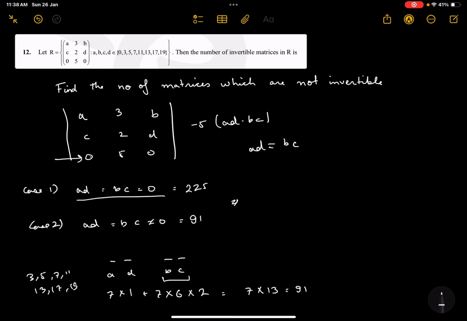So the total arrangements for making this matrix determinant 0 is 316. The total matrices simply would be 8 to the power of 4, because each of the 4 positions A, B, C, D can be filled by any of these 8 digits, which is 64, or rather 2 to the power of 12, which is 4096. So the answer is 4096 minus 316, which is 3780. So the answer is 3780.